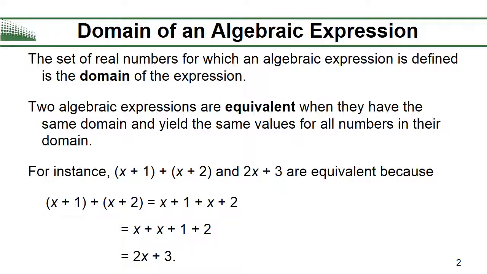Two algebraic expressions are equivalent when they have the same domain, so they can use all the same x values and yield the same values for all numbers in their domain. In other words, when you put a certain number in for x for both expressions, you end up with the same answer. For example, x plus 1 plus x plus 2 and 2x plus 3 are equivalent. And if you're wondering why, combine the x plus 1 and the x plus 2, and you get the exact same expression as 2x plus 3.